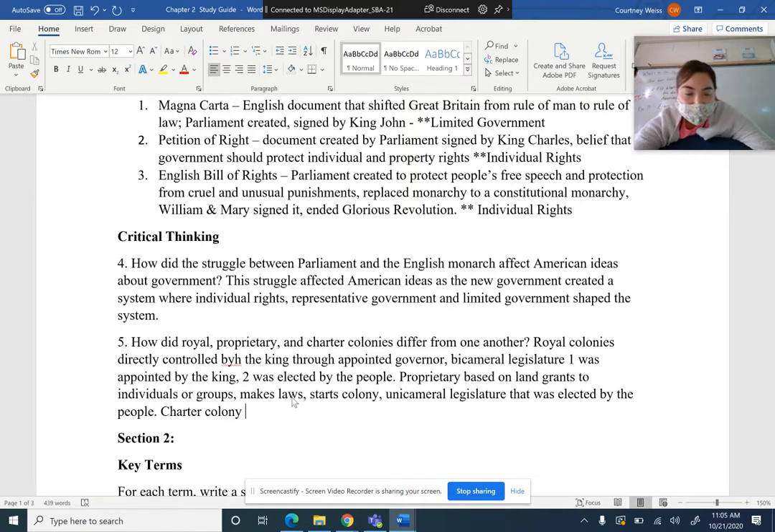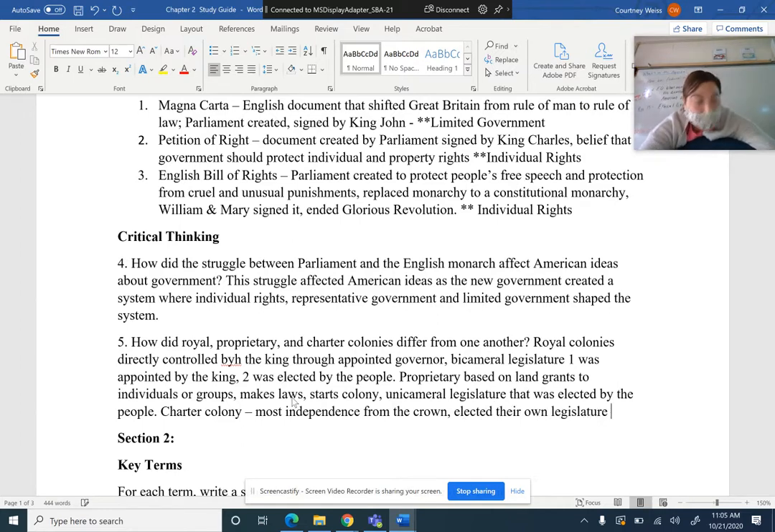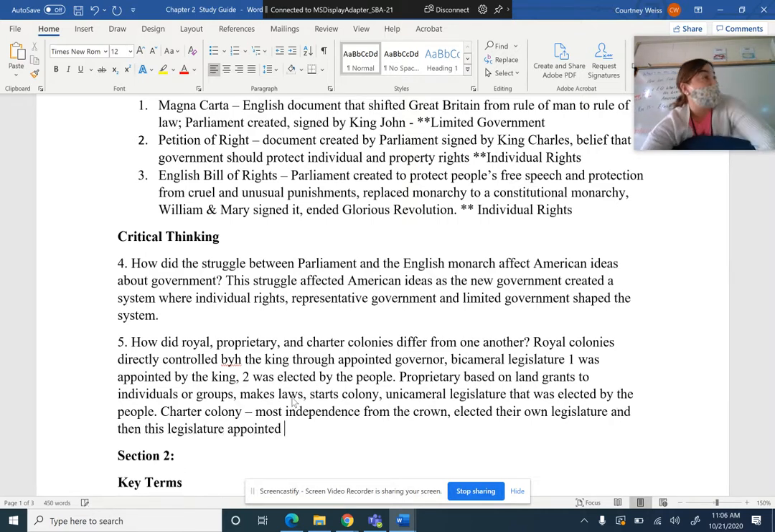You're close because the charter colony, right? This one had the most independence from the crown, and you're pretty much right. They elected their own legislature, like their lawmaking body, their Congress, and then this legislature actually appointed the governor, but it was completely chosen by the people because the legislature was elected by the people. And then the legislature appointed the governor, so they were the most free from the crown. All right, so that's that. Excellent.